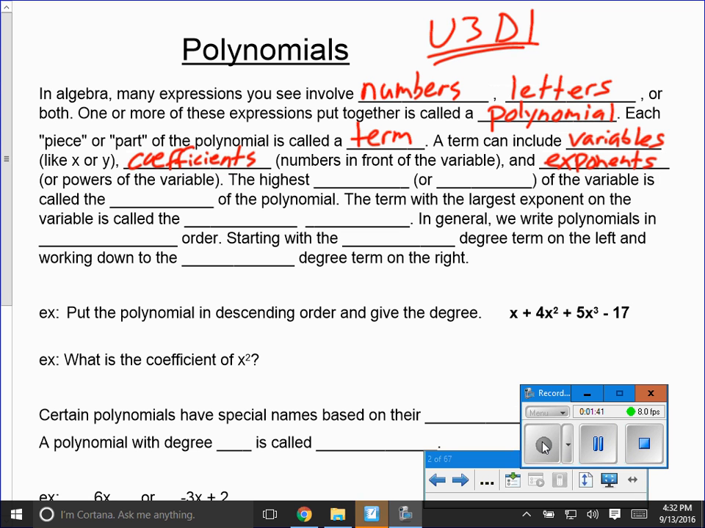So the highest power or exponent of the variable, that's important, it's of the variable, might not be the highest exponent in the problem. We're looking for the highest exponent on the variable. That's called the degree of the polynomial.